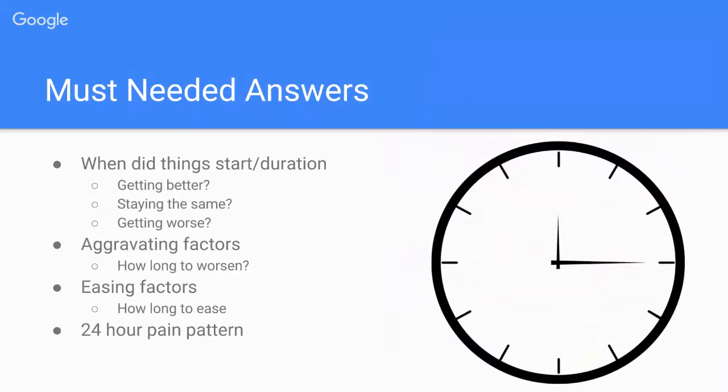All right, let's talk about the things that we need to get from our subjective history, okay? When did things start, or duration, okay? Are they getting better? Are they staying the same? Are they getting worse? Something to really hit home on is you really want to know when this started.